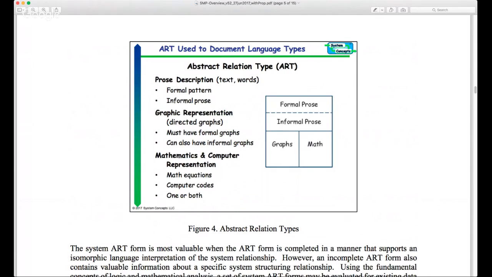And what we want to do within the abstract relation type is basically present isomorphic information so that the formal prose, the mathematics, and the formal graphics will all represent the same thing. If you use informal graphics and informal prose, there will be some deviation because of the informality. So that's the idea behind ART, and putting that together to communicate system structure.